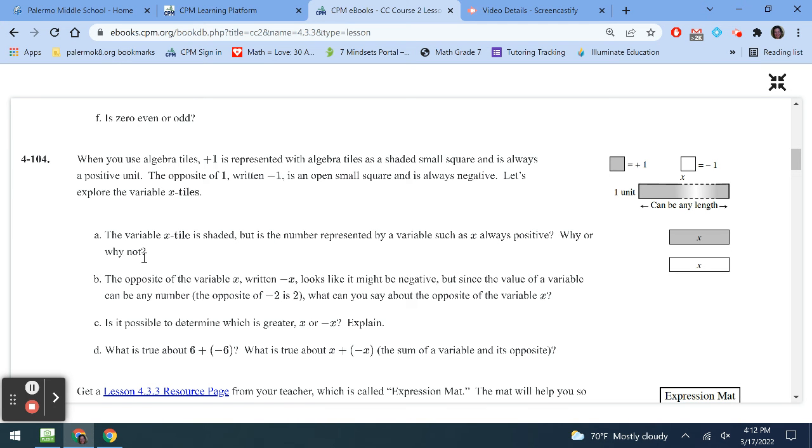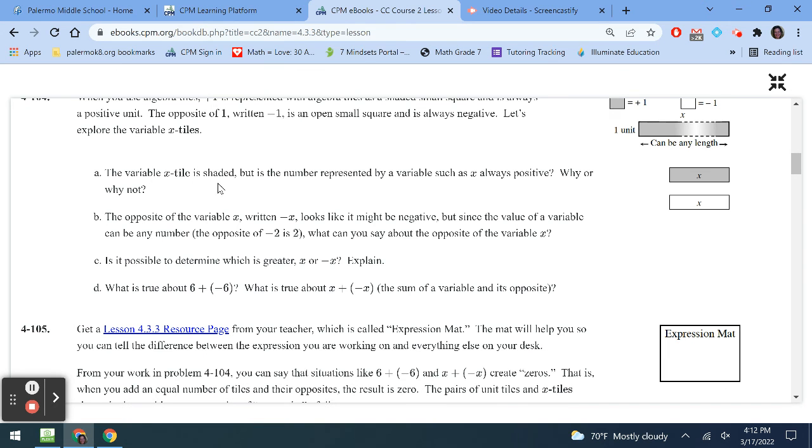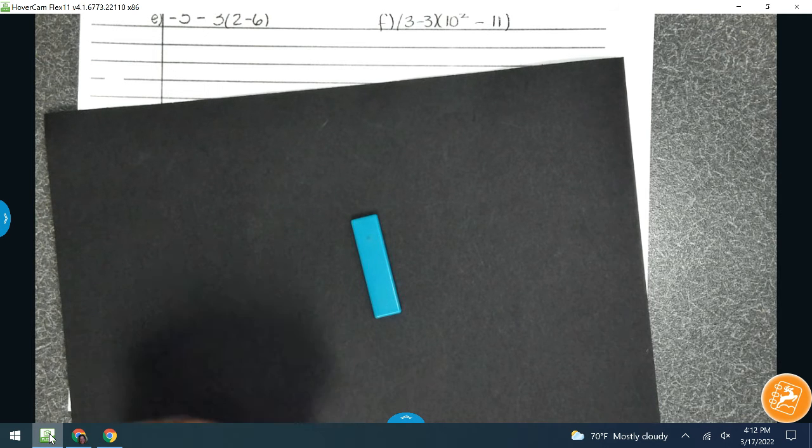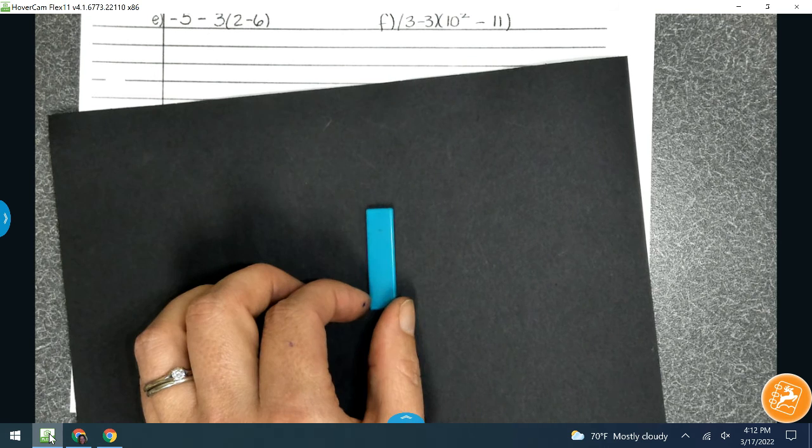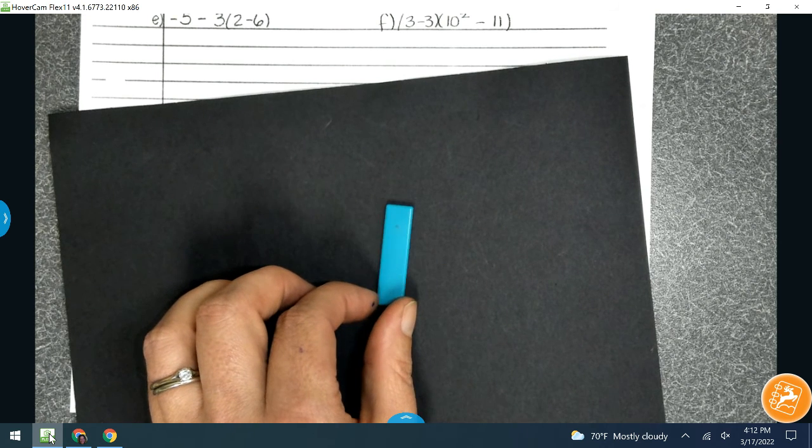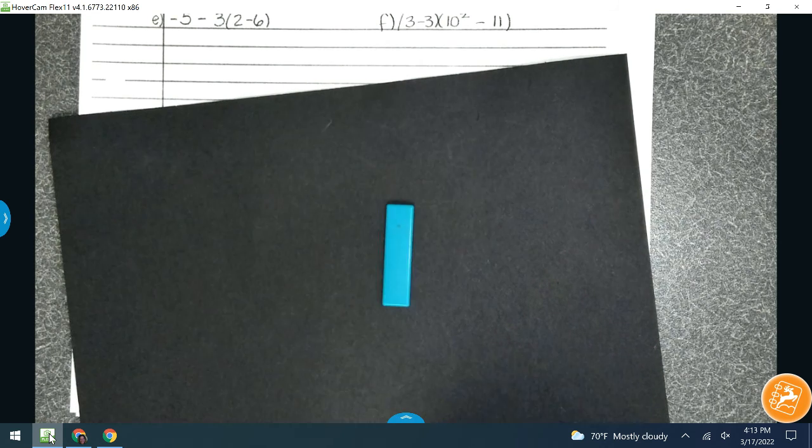So let's look at the variable x tile. So it says the variable x tile is shaded, so this guy right here, but is the number represented by the variable such as x always positive? So in other words, here is my x tile right here. Let me see here. There we go. There's my x tile. So is the number that it represents always going to be a positive number?